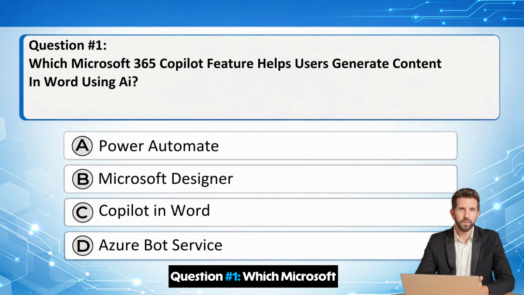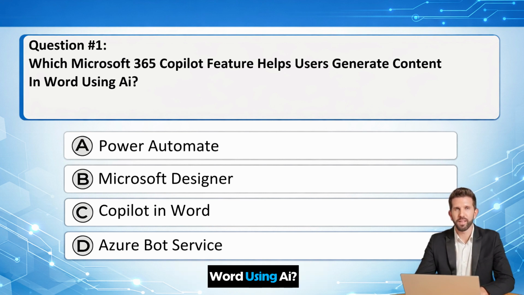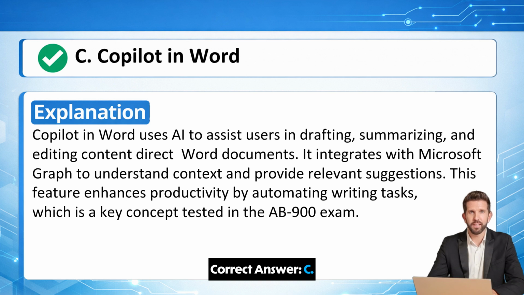Question number 1. Which Microsoft 365 Copilot feature helps users generate content in Word using AI? A. Power Automate. B. Microsoft Designer. C. Copilot in Word. D. Azure Bot Service. Correct answer C.